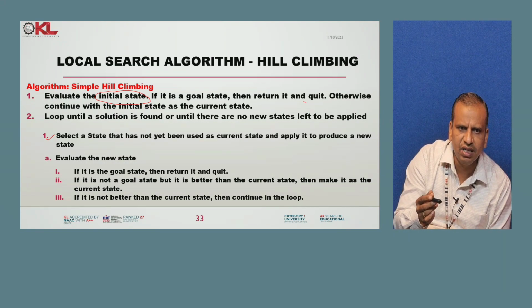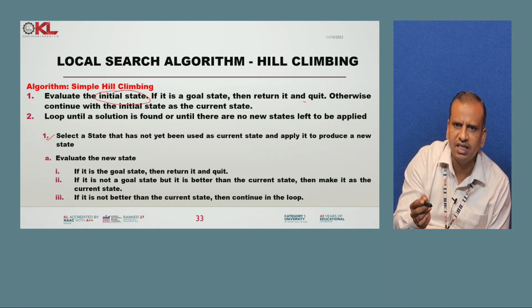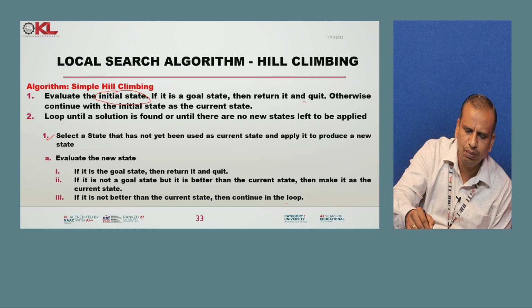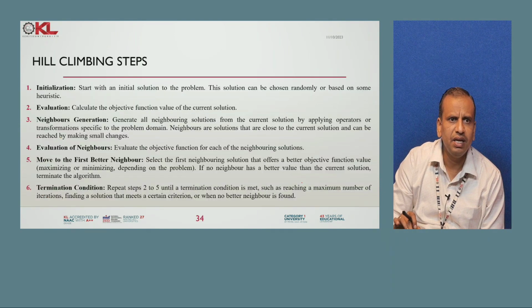If it is not in a goal state, it returns the better of the current state, and so on. If it is not better than the current state, continue within a loop, and so on. Okay, this will be used.